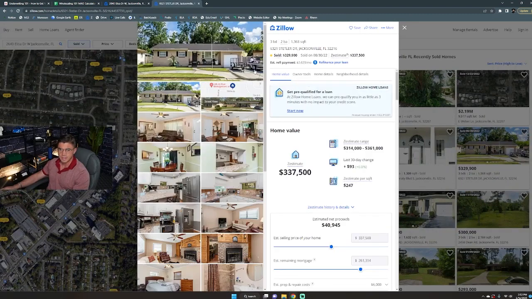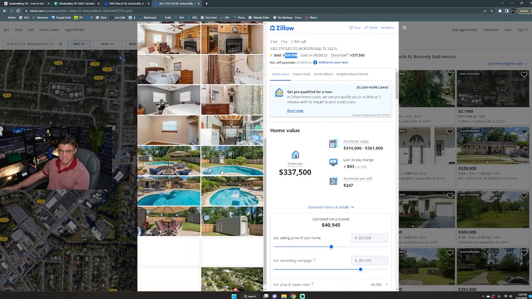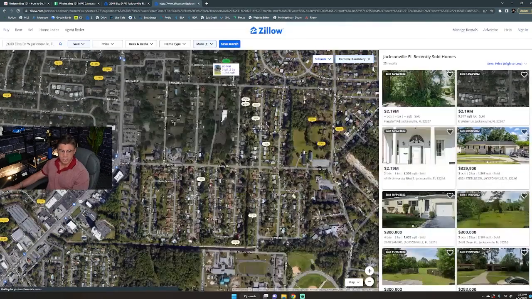Ooh, let's look at this. So this one is our same size. It's a 3/2. It sold for 330, and it's in decent condition, not remodeled. Okay, and has a pool. So I feel very comfortable at a $250 ARV.